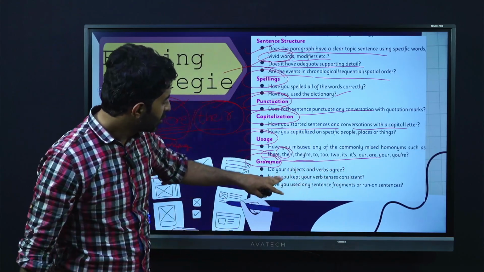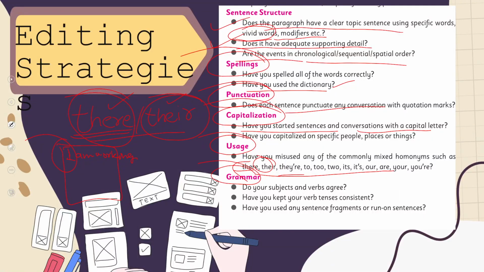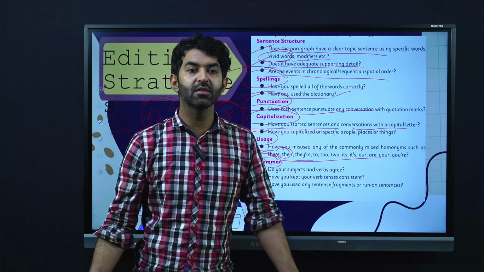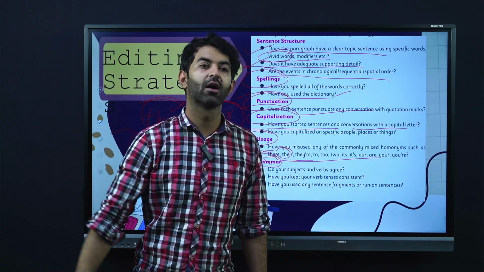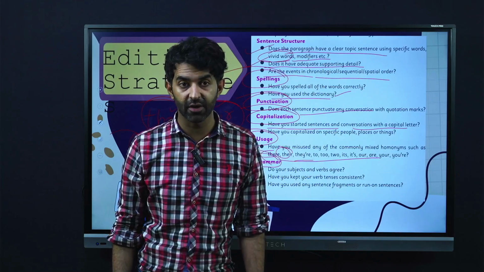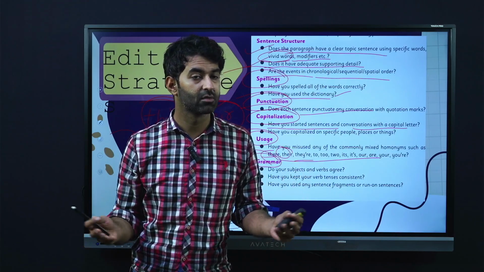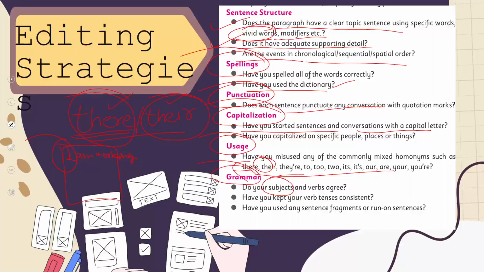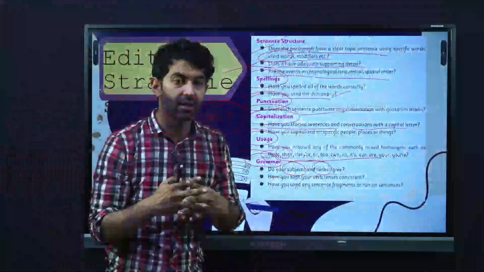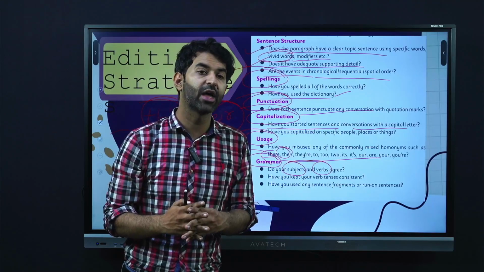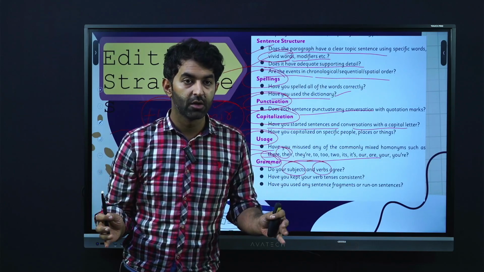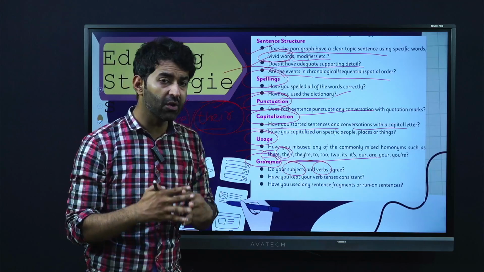So, do your subjects and verbs agree? For example, if I say, he were there in the class, वो class में था. He were there in the class. Now, is it correct? He was. It means that my subject and the verbs should be agreeing. If I'm using a single subject, then the helping verb will be was or the relevant one. So the subject and the verbs should agree with one another.